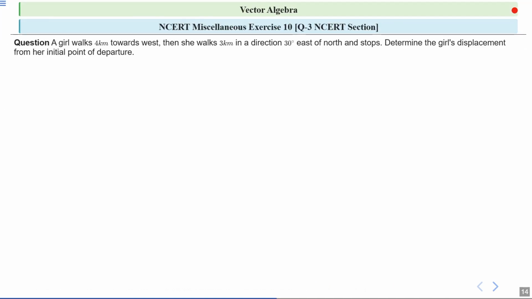Next question is NCERT miscellaneous exercise 10 question number 3, which says a girl walks 4 km towards west and then she walks 3 km in the direction 30 degree east of north and stops. Determine the girl's displacement from her initial point of departure. We have to find the girl's displacement from her initial point of departure.